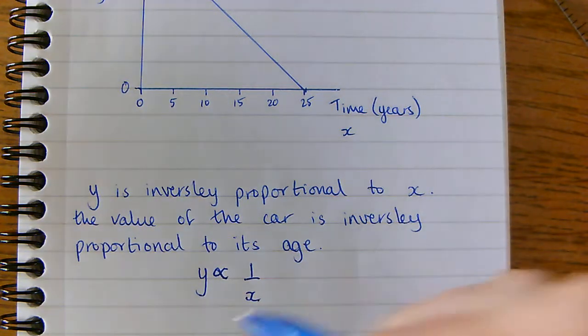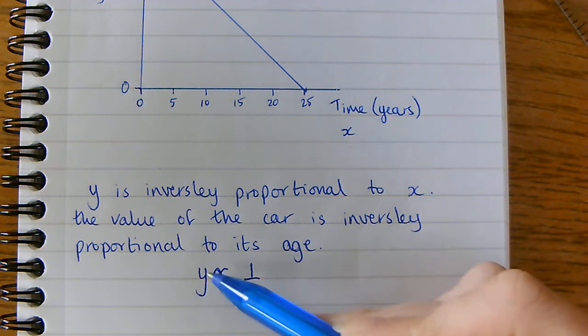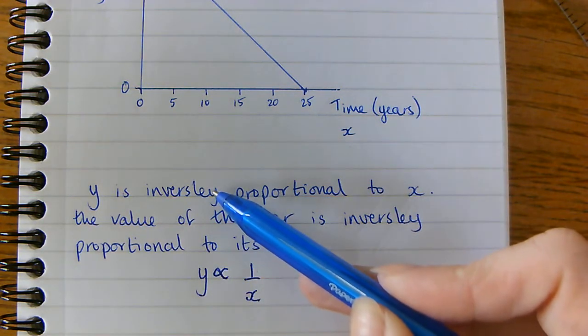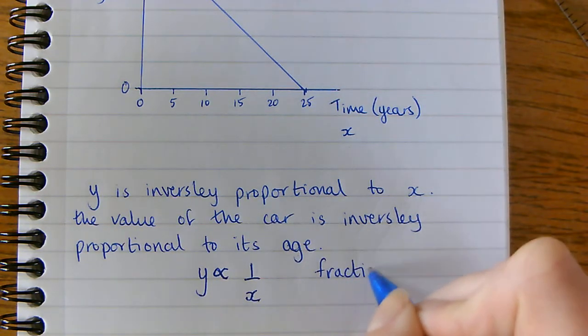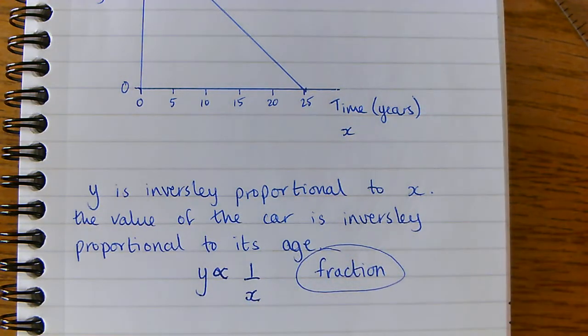And then if I kept making that bigger, so if I put x equals 10, 1/10, so as this gets bigger, think about what happens to y, it is getting smaller. So inversely proportional means that you are going to have a fraction in your initial description algebraically.